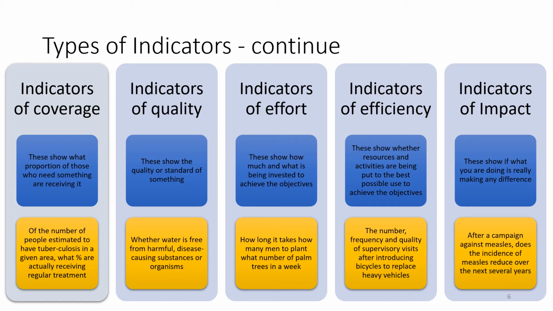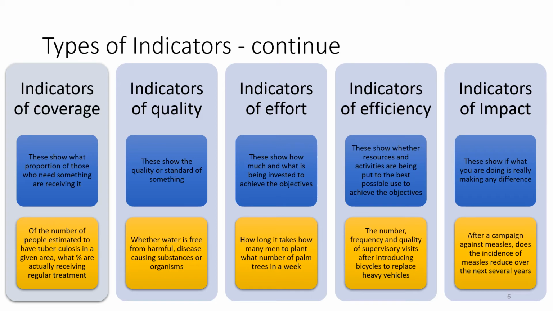Sometimes there's an indicator of effort, so this shows how much of what is being invested achieves the objective. So we might work very hard on something. As an indicator we measure the effort that is put in, but then we need to link that with an indicator of quality or an indicator of efficiency or impact to show whether that effort actually creates the outcome that we wanted.